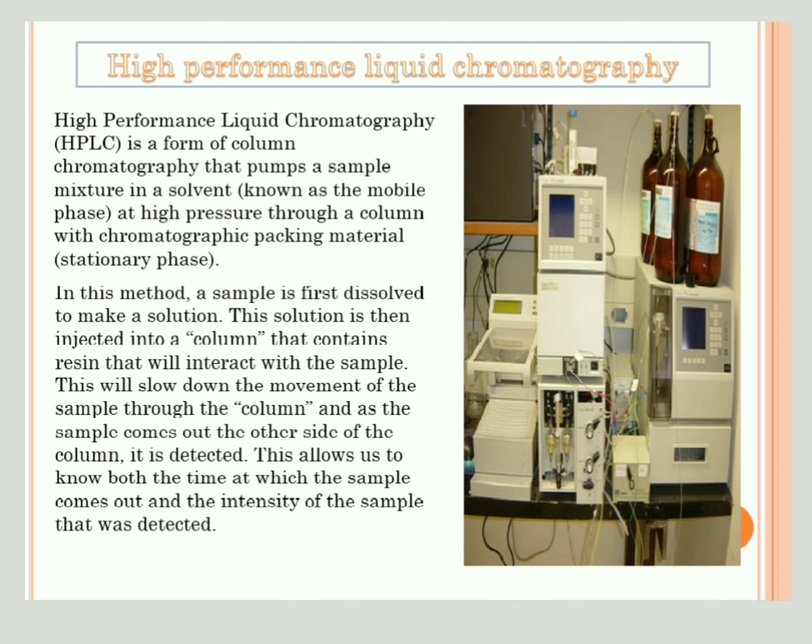The sample is first dissolved in a solution. The solution is injected into the column, which has resins that will interact with the sample molecules, and this will slow down the movement of the sample through the column. As the sample comes out the other side of the column, it is detected, and this allows us to know both the time at which the sample comes out and also the intensity of the sample that was detected. This allows using much smaller particles for the column packing material.